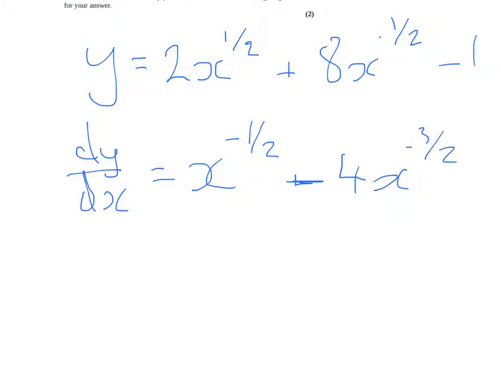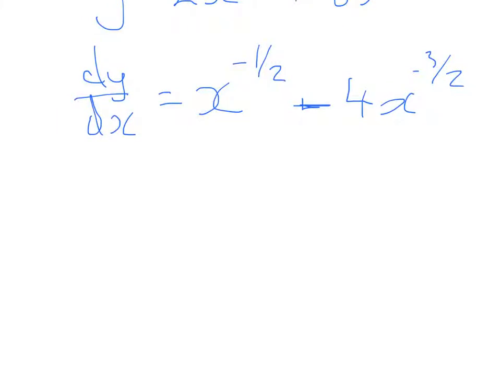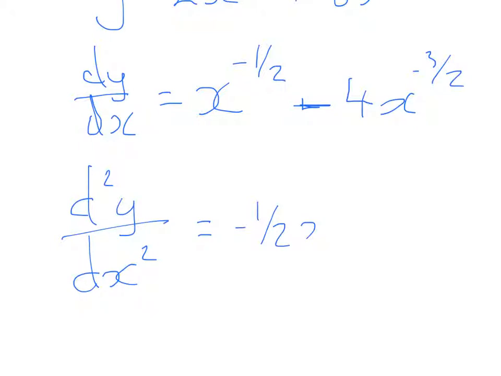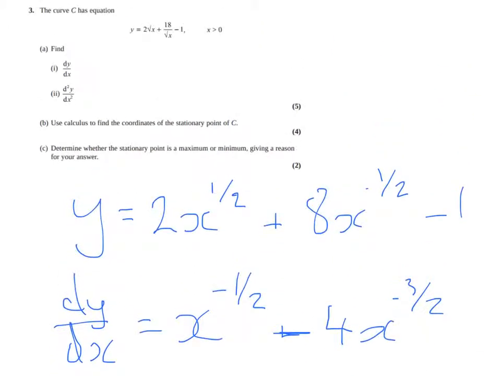And then we do the second differential, which says d2y by dx squared equals minus a half x to the minus 3 over 2 plus, what do we got? 12 over 2, 6x to the minus 5 over 2. Okay, I've done that in quite a rush, but hopefully that's all correct. So that's parts A, 1 and 2, dy dx and d2y by dx squared.